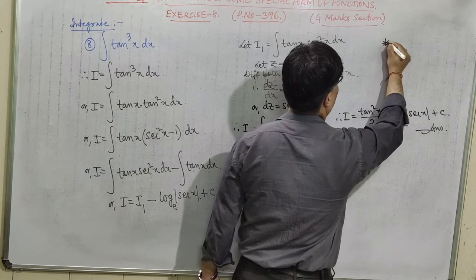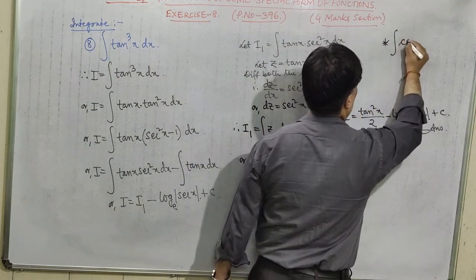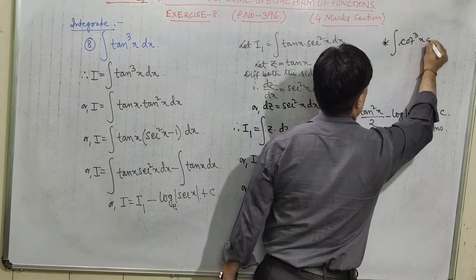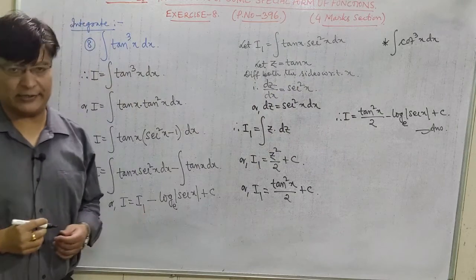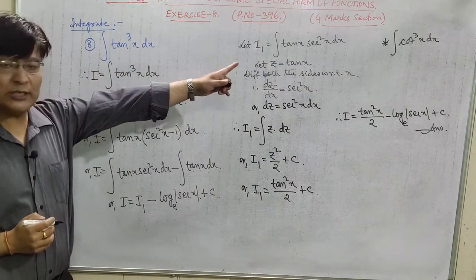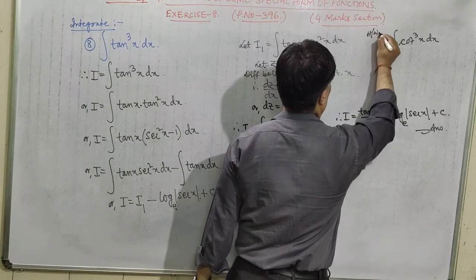So you can evaluate this integration. This is not from the book. That is integration of cot cube x dx. So instead of tan x, it may be cot cube x. So similarly you can do this problem. This is your homework.